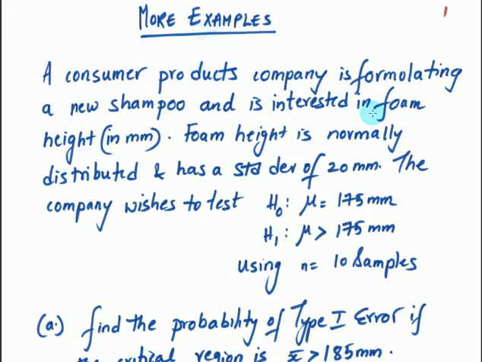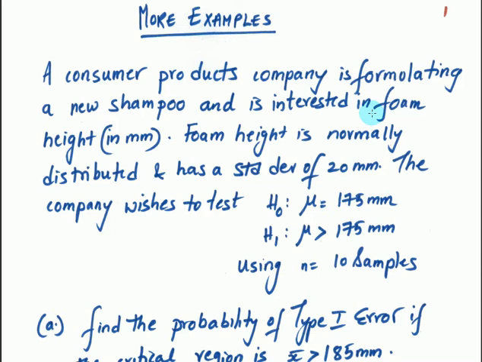Let's take a look at another example for finding type 1 error, type 2 error, and beta. So let's read the problem. A consumer products company is formulating a new shampoo and is interested in the foam height that it develops in millimeters. Foam height is normally distributed and has a standard deviation of 20 mm, and the company wishes to test the following hypothesis. The null hypothesis H naught is that mu is exactly equal to 175 millimeters, and the alternative or research hypothesis H1 is that mu is greater than 175 millimeters, and they have a sample size of 10 samples of this product.